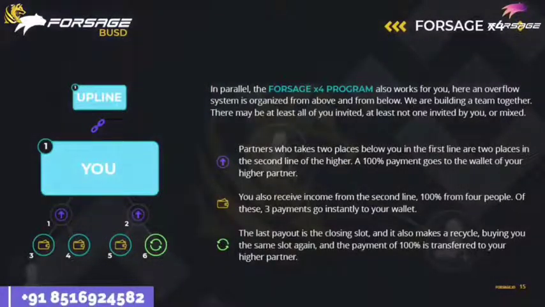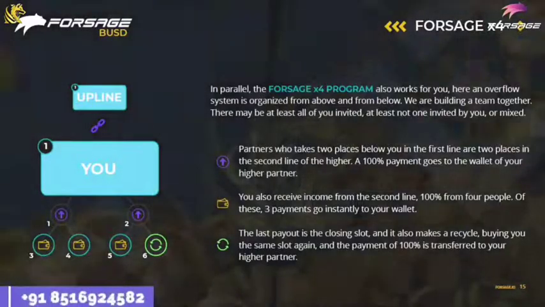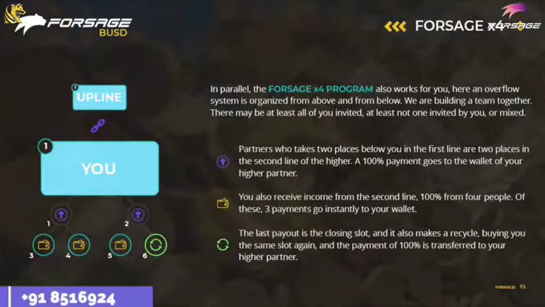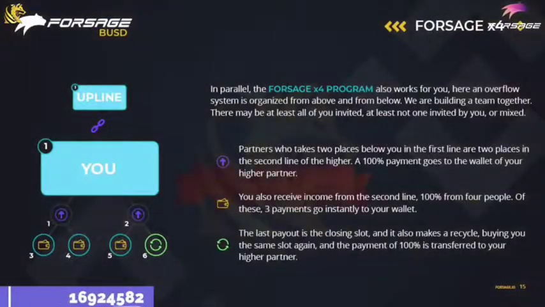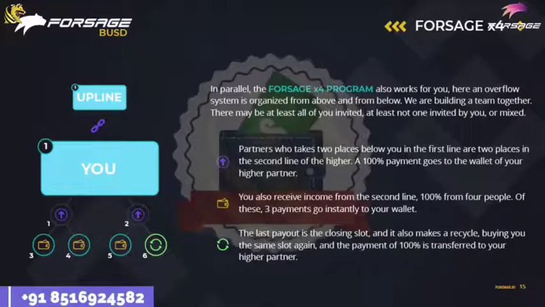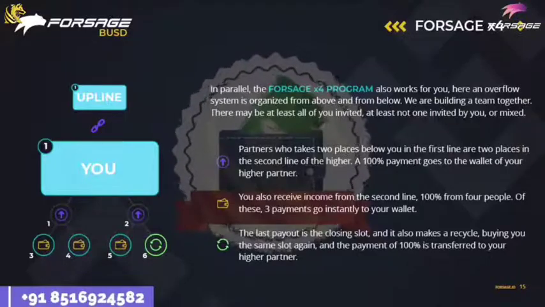Partners who take a place below you in the first line are 2 places in the second line of the upline. 100% of the amount goes to the wallet of your upline partner. You also receive income from the second line, 100% from 4 people. Of these, 3 payments go instantly to your wallet. The last payout is the closing slot. It also makes the recycle, buying you the same slot again, and the payment of 100% is transferred to your upline partner.